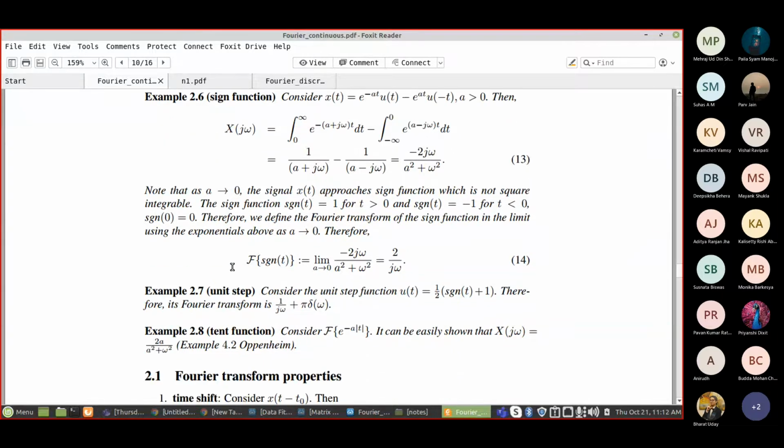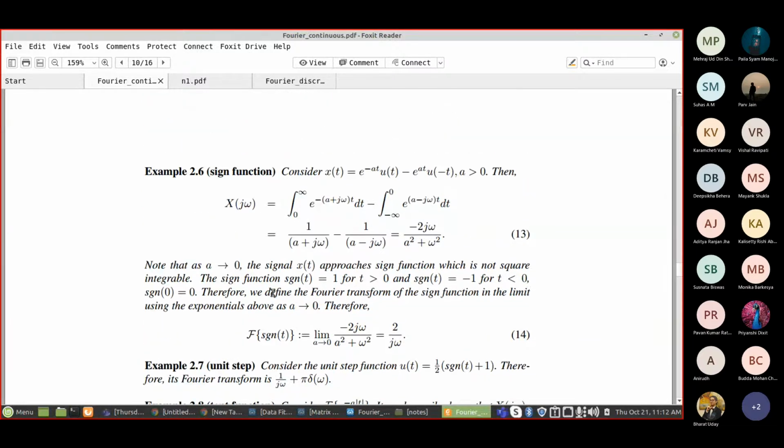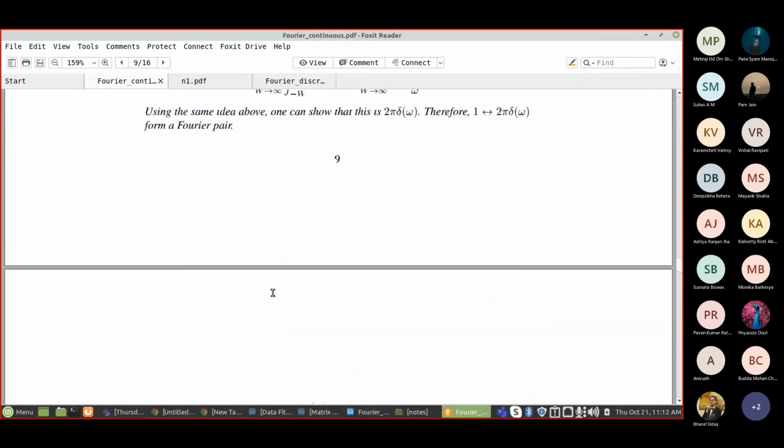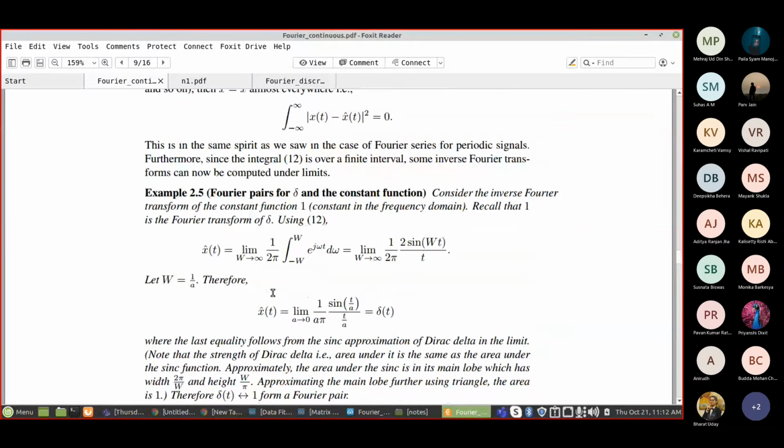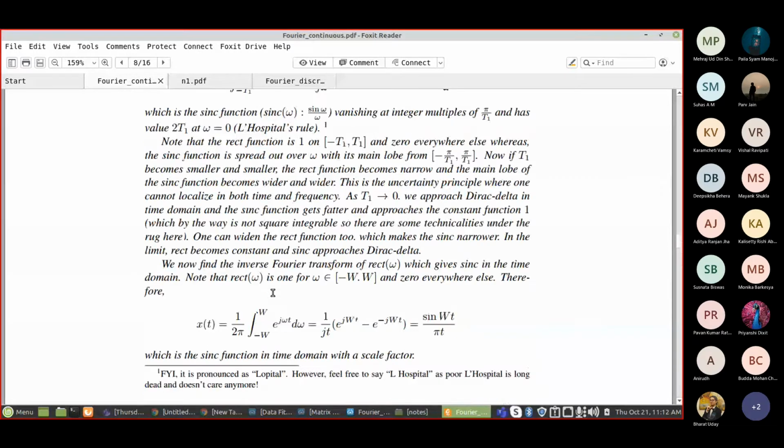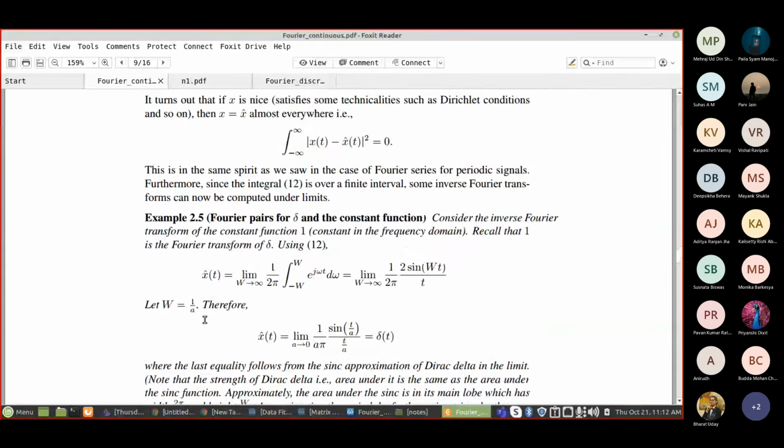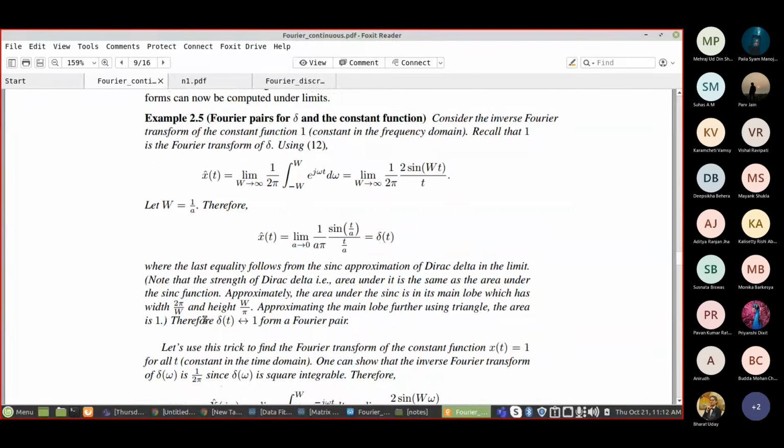Okay, so let me finish the unit step, which is a straightforward consequence of the Fourier transform of the sign function. Then let us go to the inverse Fourier transform of the sinc function. Yesterday we saw that the Fourier transform of the rect function is a sinc function, and today let us see that the inverse Fourier transform of the sinc function gives you the rect function. And then we can move on to properties and so on.